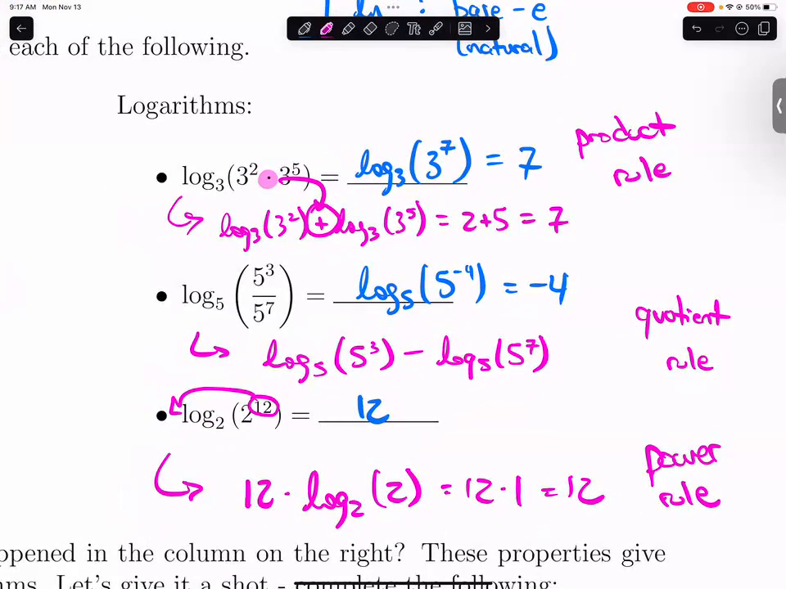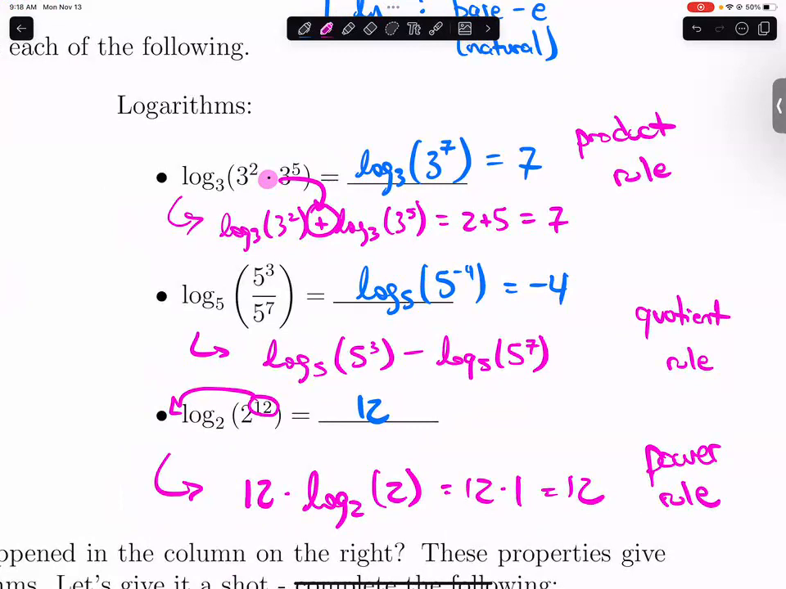This is just a shorthand for that. And this multiplication is just a shorthand for adding a bunch of times. So logs are good at multiplication and division, and powers are really just a kind of multiplication. So logs are really good for breaking these things up.